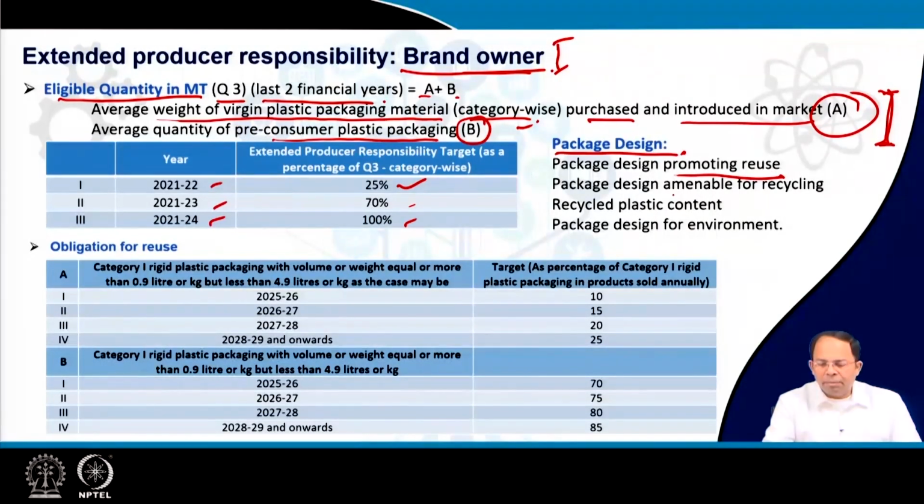Then it should be amenable to recycling. So we cannot design packages which use material not suitable for recycling. It should be suitable for reuse in some cases; the packaging can be used for something else, or it could be recycled. Finally, the recycled plastic content, what percentage of recycled content is there in the package itself, is also important. And finally, package design should be such that it doesn't harm the environment. So these are the different things that have to be considered by the brand owners when they design packages for the products that they produce, which eventually go to the consumers.